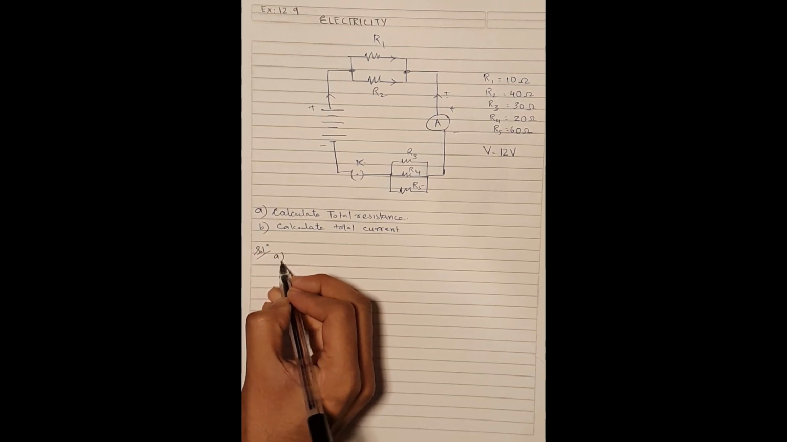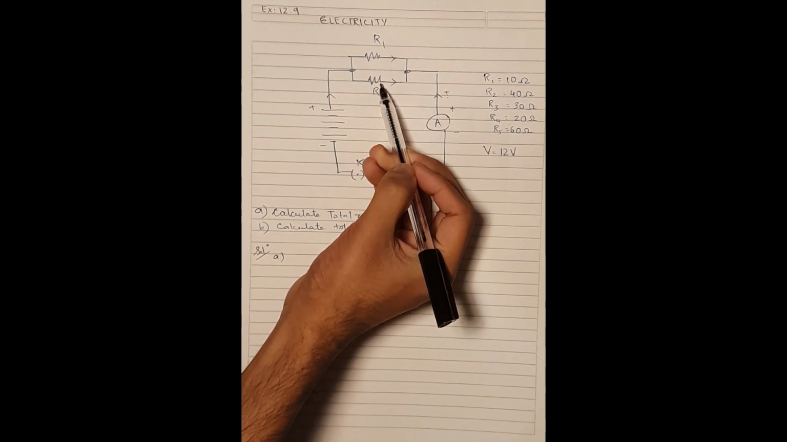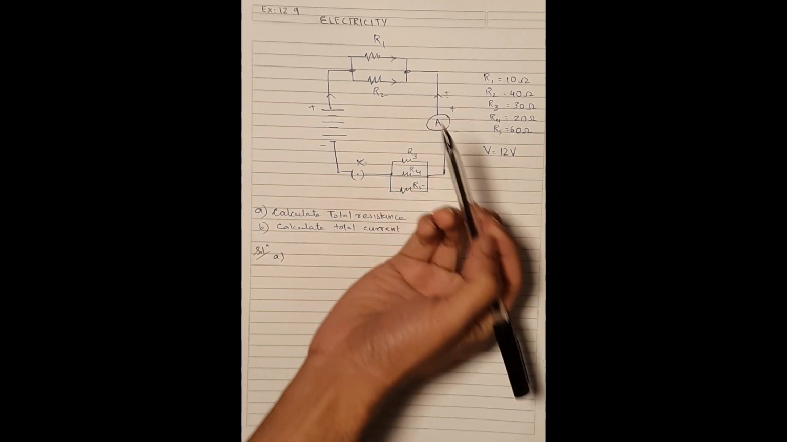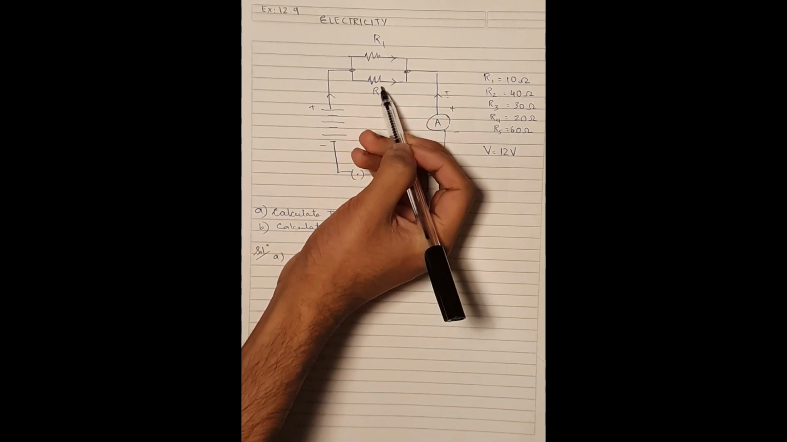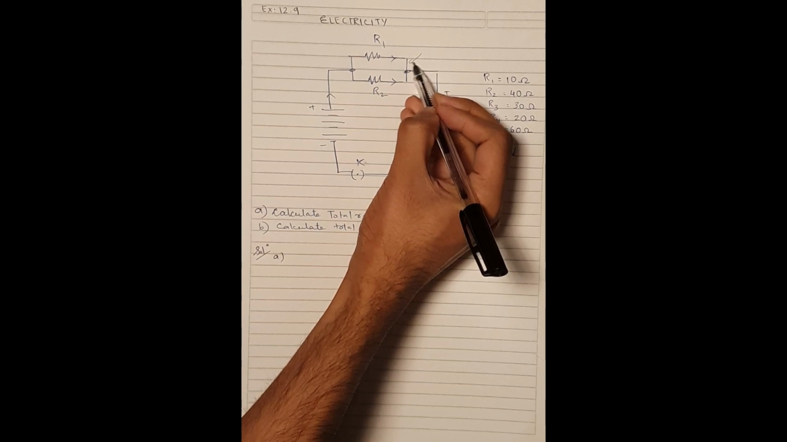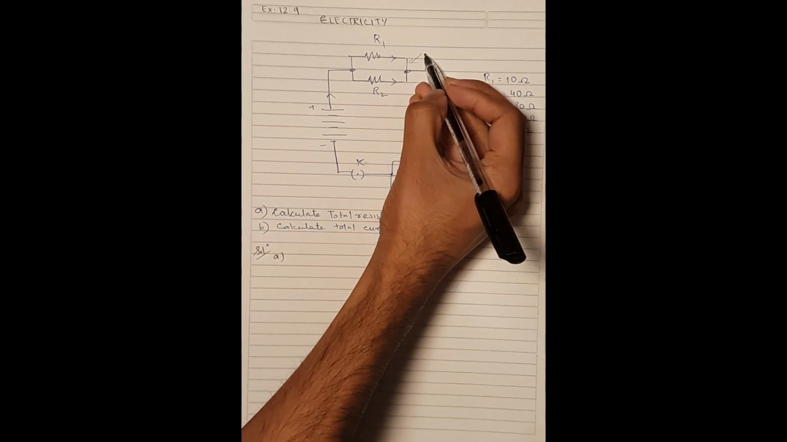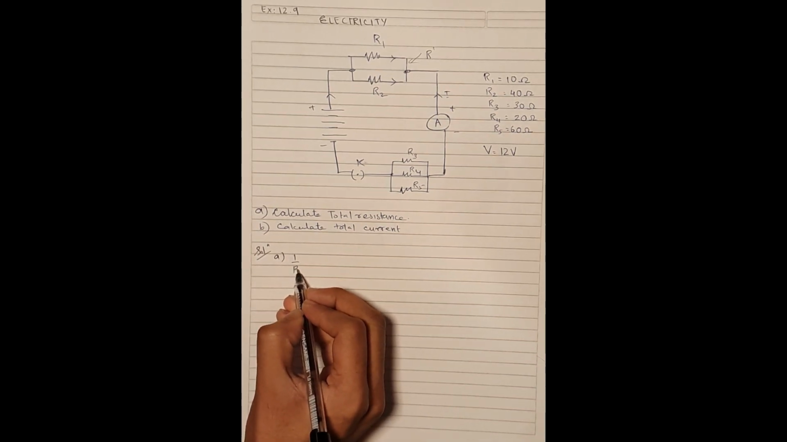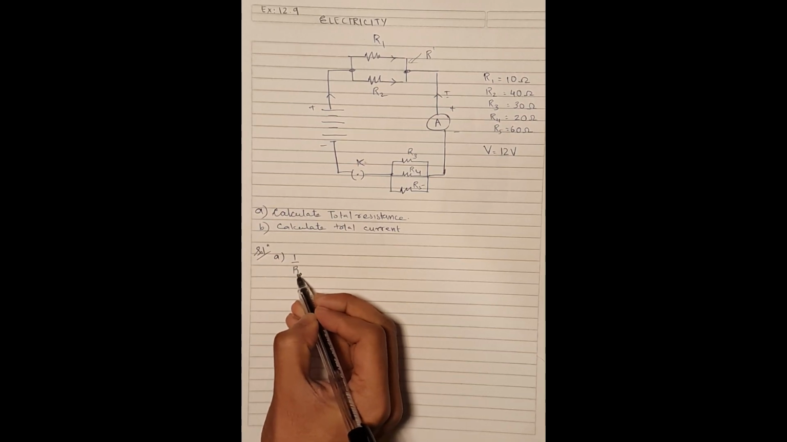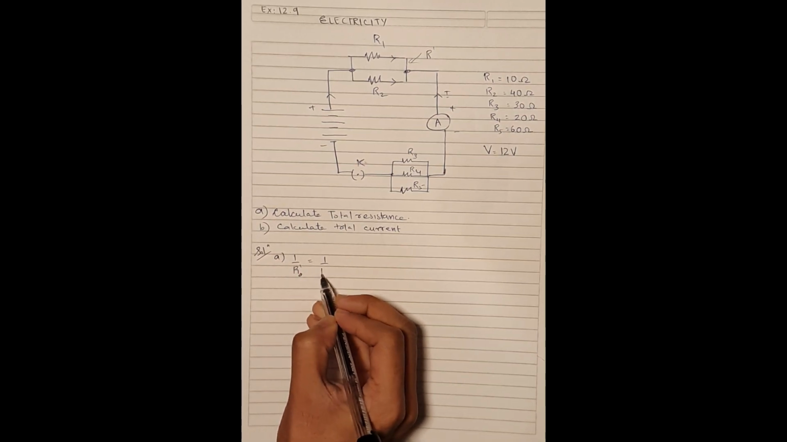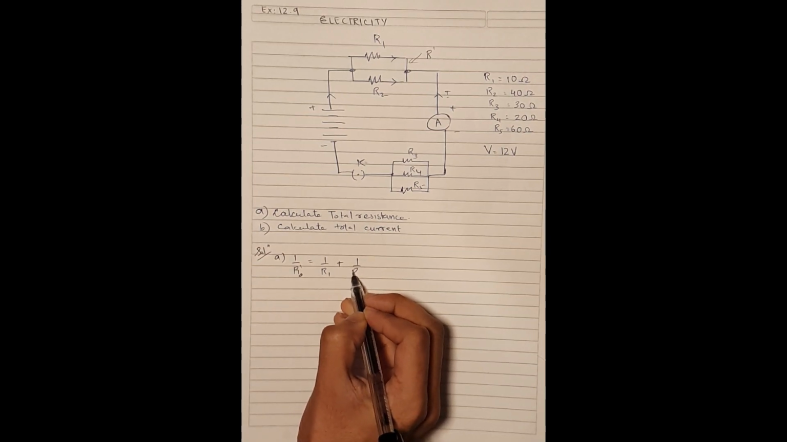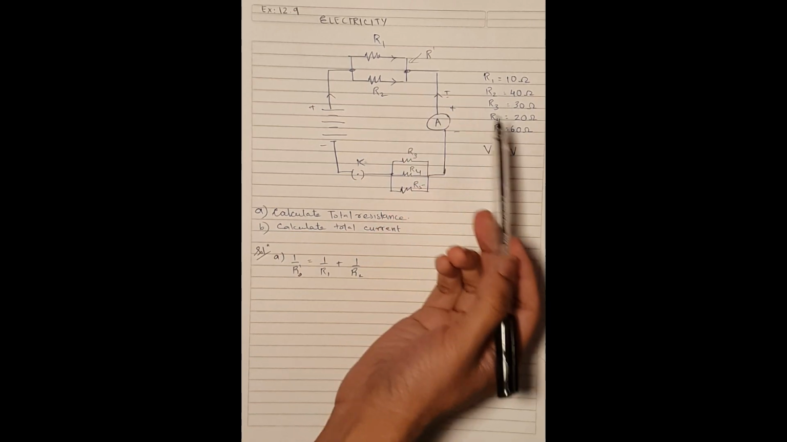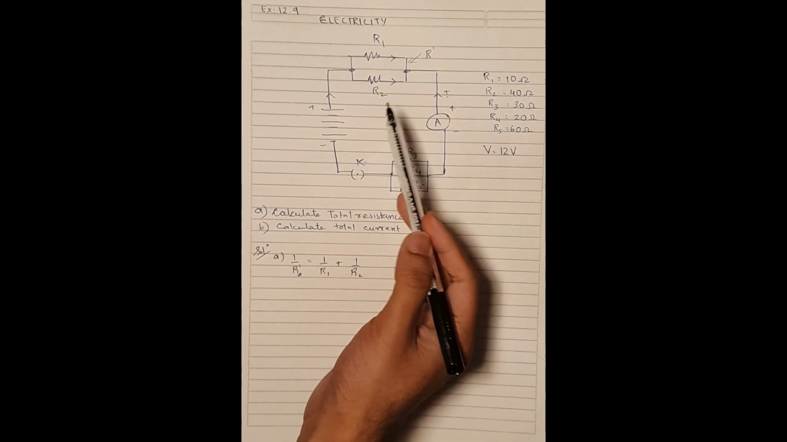So the solution for A. We can consider these two as parallel resistances. So let's consider the equivalent resistance for these two branches as, let's say, R prime. So we can write 1 by R prime, as we know the formula, 1 by R prime will be equal to 1 by R1 plus 1 by R2. This is based on the parallel resistance formula: 1 by Rp is equal to 1 by R1 plus 1 by R2 plus 1 by Rn for n number of resistors, right?